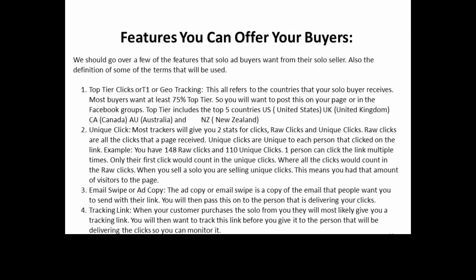Unique clicks. Most trackers will give you 2 stats for clicks: raw clicks and unique clicks. Raw clicks are the clicks that a page receives. Unique clicks are unique to each person that clicked on the link. Example, you have 148 raw clicks and 110 unique clicks. One person can click the link multiple times. Only their first click would count in the unique clicks, where all the clicks would count in the raw clicks.